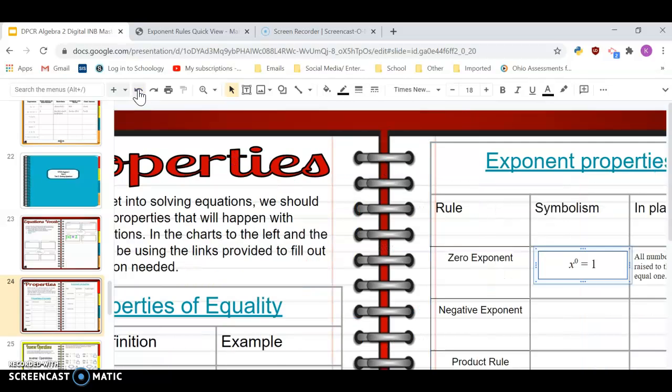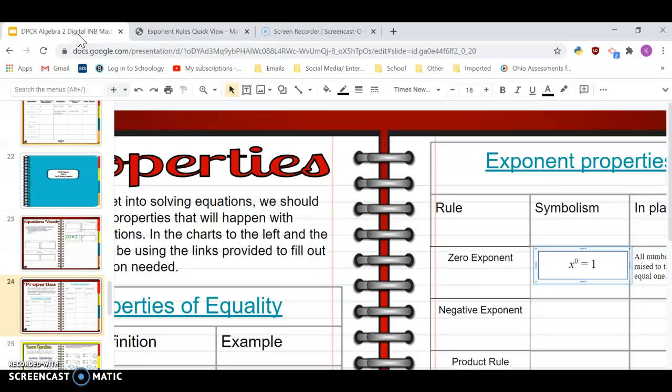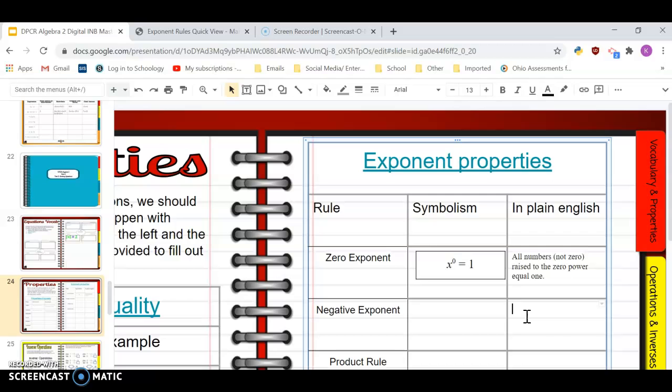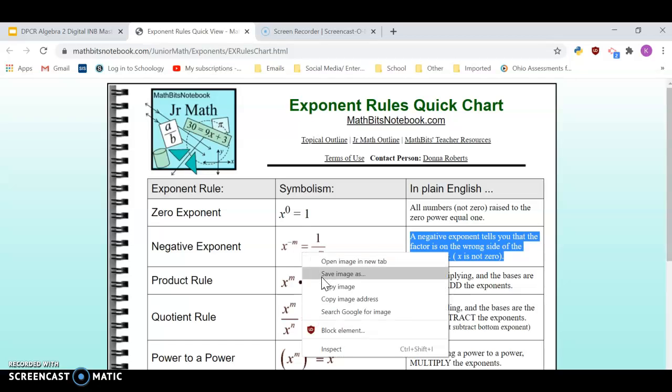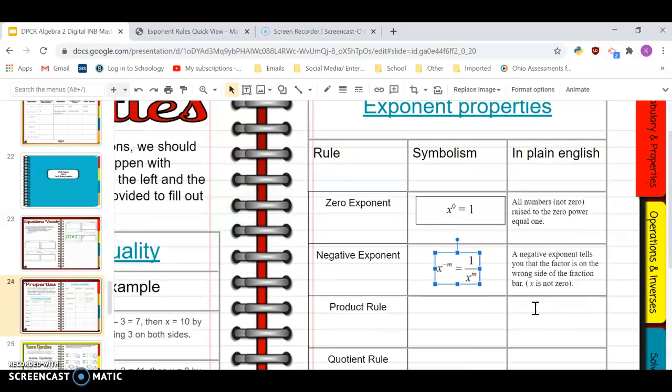Okay, let me undo that. Let me get this. There we go. And this is an image, so I can just copy and paste that right over here. Boom. Okay. So that's the first 2 right there.